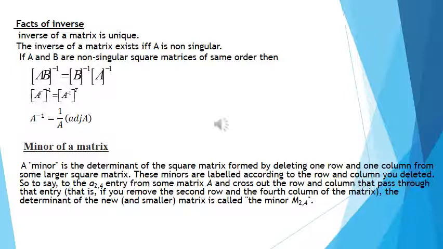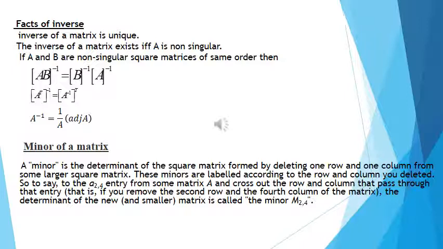Then the inverse of A transpose will be the transpose of A inverse. You can write it either way; both will be the same thing. And A inverse is equal to 1 by determinant of A into adjoint of A. Next, about minor. What is a minor?